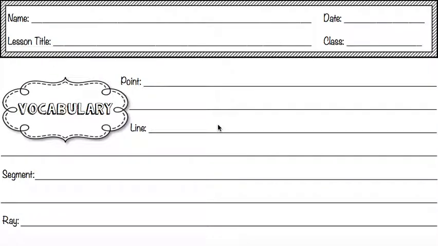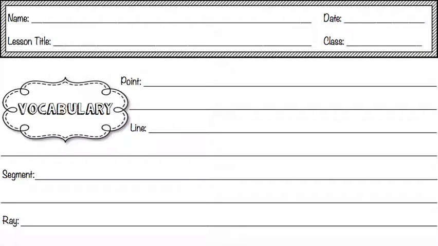Hello, this lesson is an introduction to geometry, vocabulary, and symbols. We're going to look at some vocabulary that involves points, lines, planes, angles, and we're also going to learn how to name points, lines, planes, and angles. And we're going to do a few exercises.